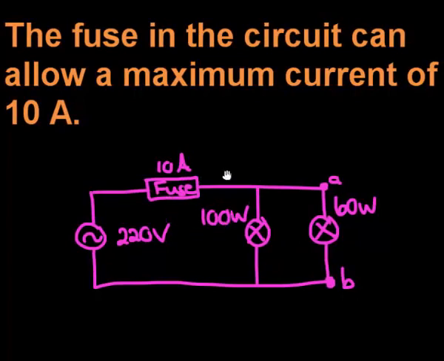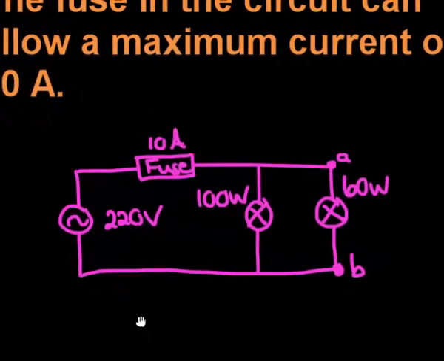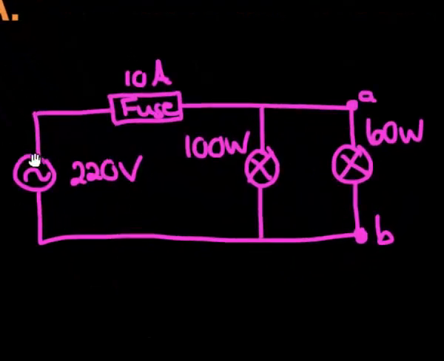Note that the fuse in the circuit allows a maximum current of 10 amps. So we've got our potential difference source, which is RMS of 220 volts, and we've got two bulbs connected in parallel to each other, one with a power rating of 100 and the other of 60. Now in the circuit there's also a fuse of 10 amp. All that a fuse does is withstand a current of up to 10 amp. Anything higher than 10 amp will cause the fuse to blow out and cause a break in the circuit, which would mean that no current is able to run through the circuit.